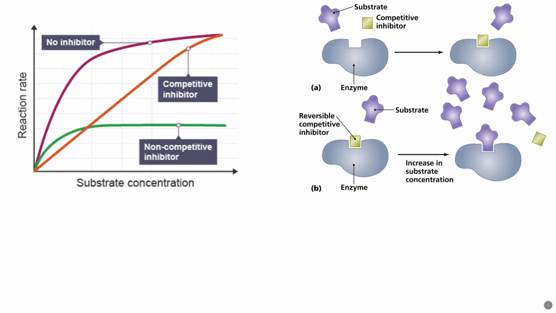So, when we're talking about these irreversible or reversible competitive inhibitors, irreversible, we really can't overcome that inhibition, but we can overcome the competitive inhibitor, okay, as long as it's reversible. So again, the way to overcome the competitive inhibitor is to increase the substrate concentration.